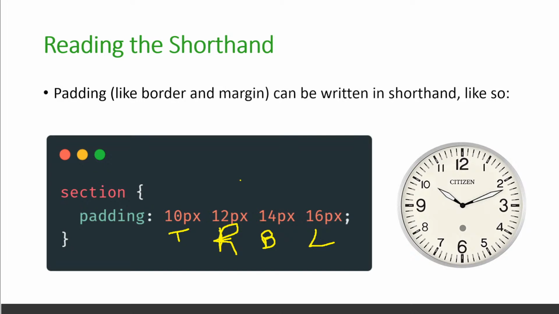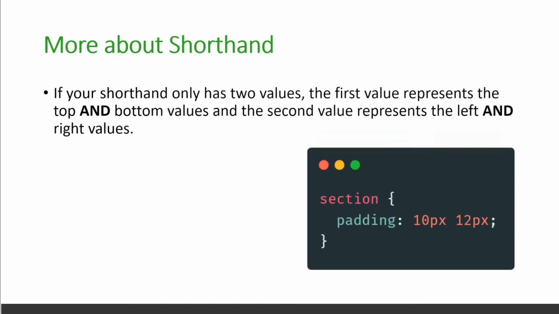But I can simplify this even further. Right, so I can look at something like this. In this case, when I have two values, that's basically taking my shorthand and pressing it even further. So in this case, I'm taking congruous sides. Right, so in this case, that is top and bottom, left and right.